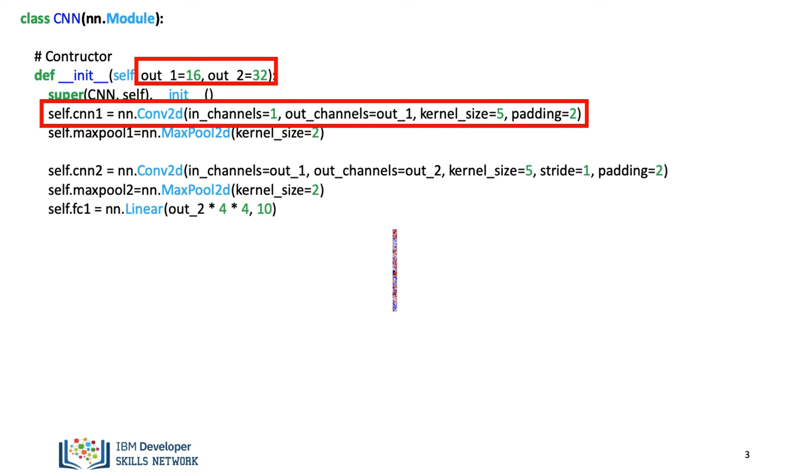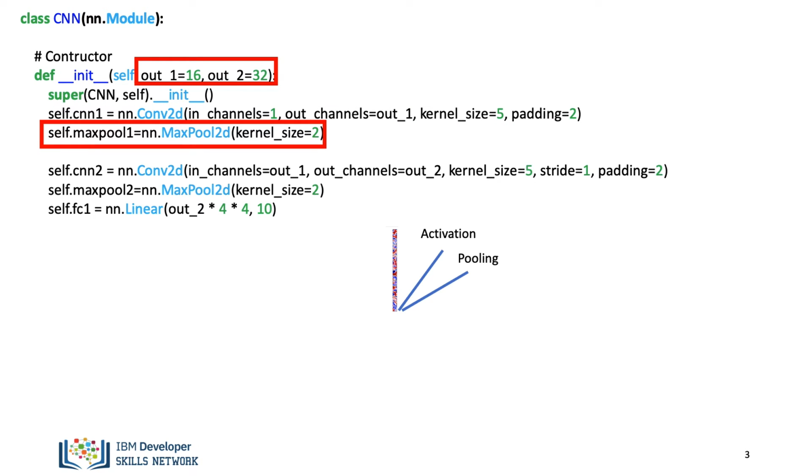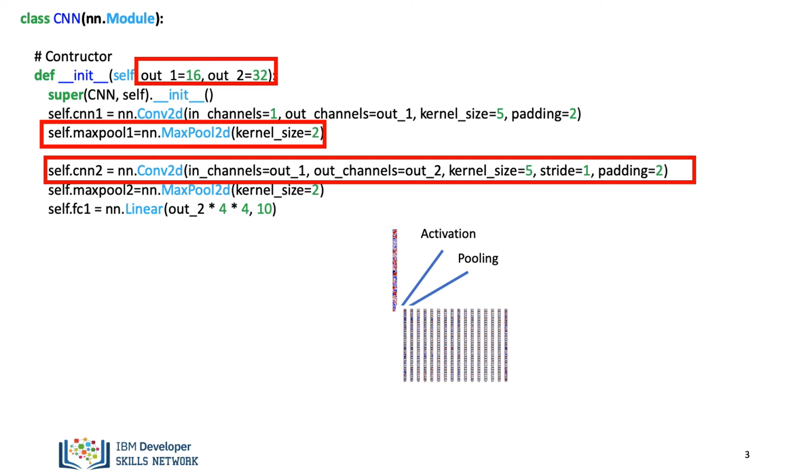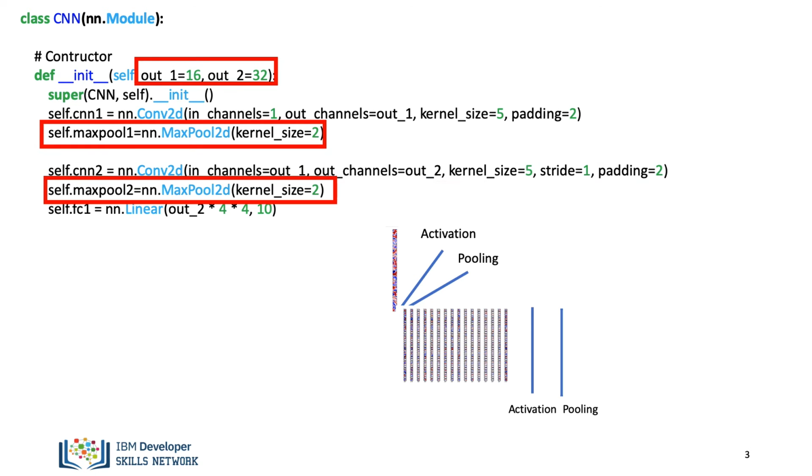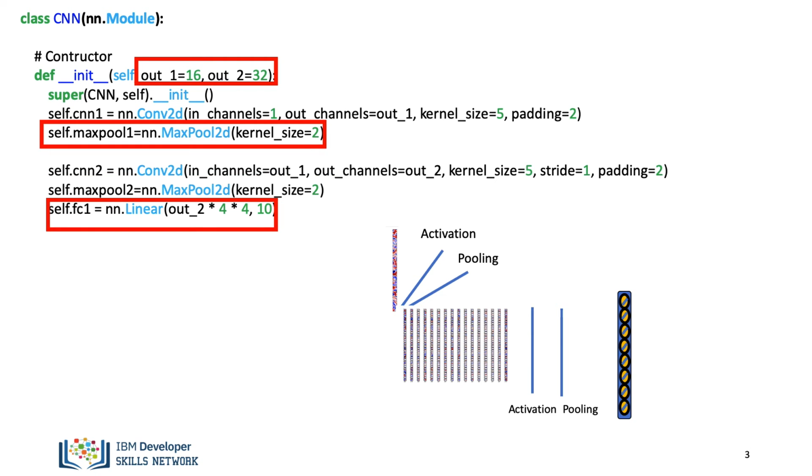We produce a 2D convolution object, CNN1, with a kernel size of 5, padding of 2, and 16 output channels. We will add a max pooling object, maxpool1, with a kernel size of 2, and using the default stride, we will apply the activation in the forward step. We then add the second convolution layer, CNN2, with 16 input channels and 32 output channels, kernel size of 5, stride size 1, and padding of 2. We will add a second max pooling layer, maxpool2. We then add a final output linear layer.